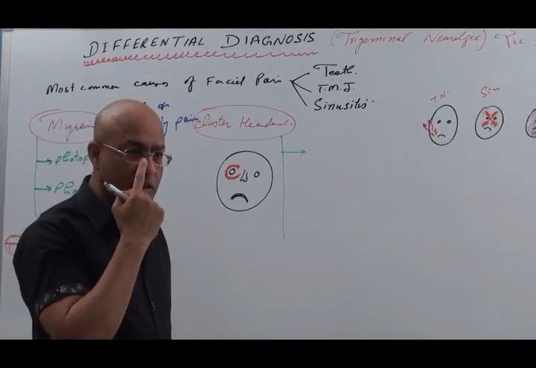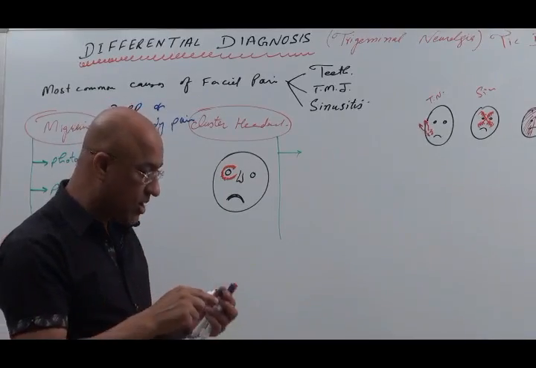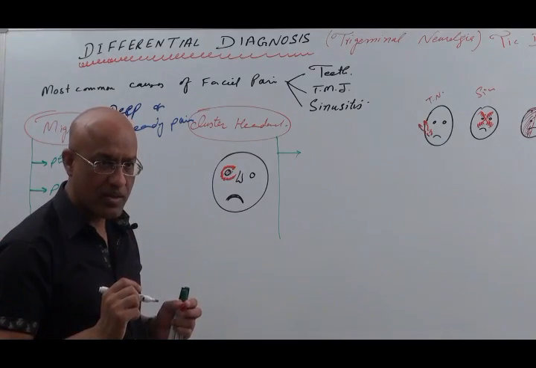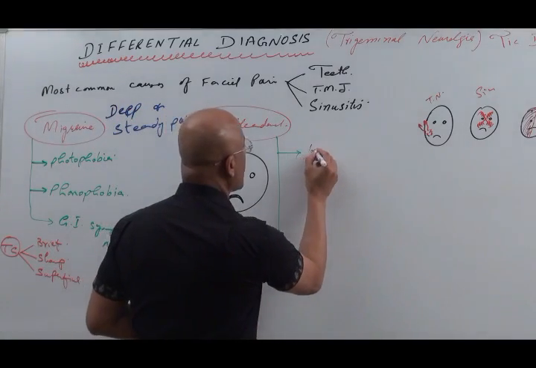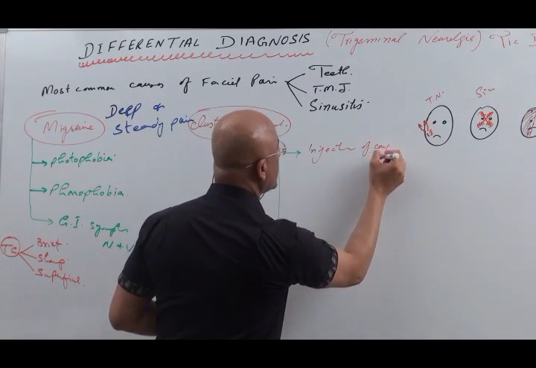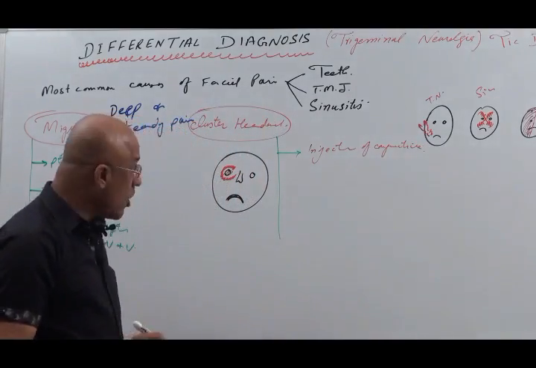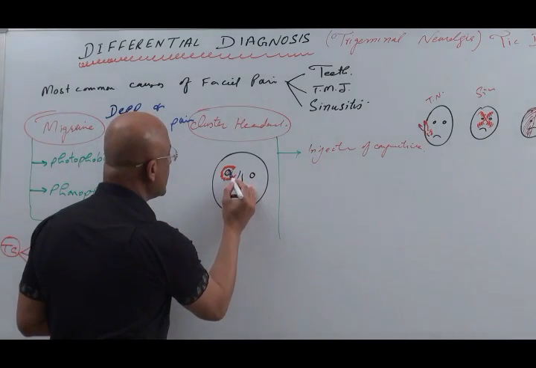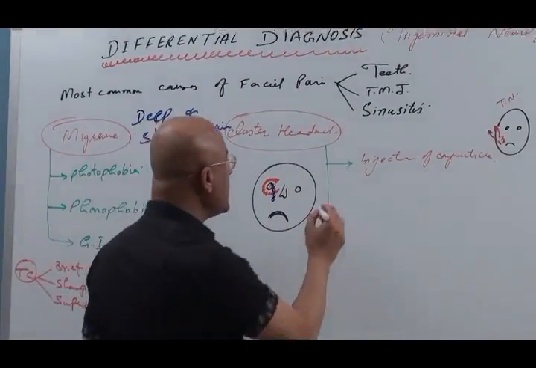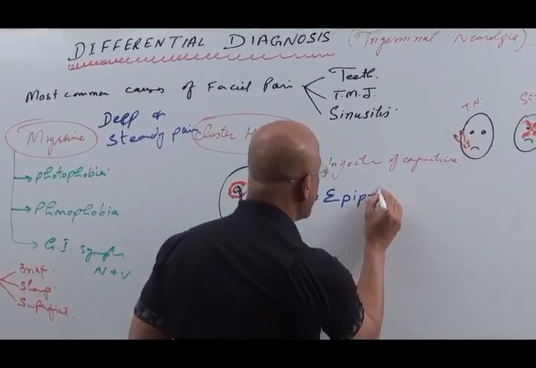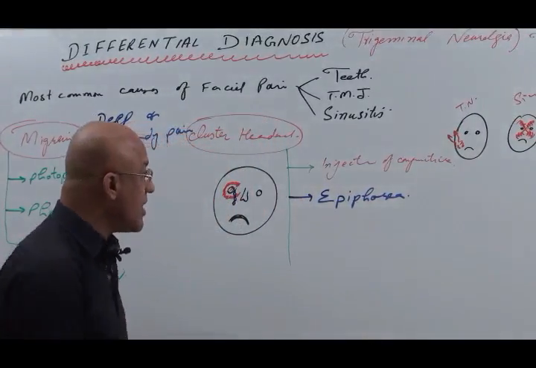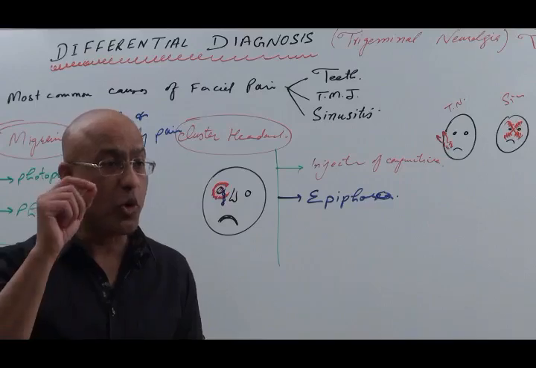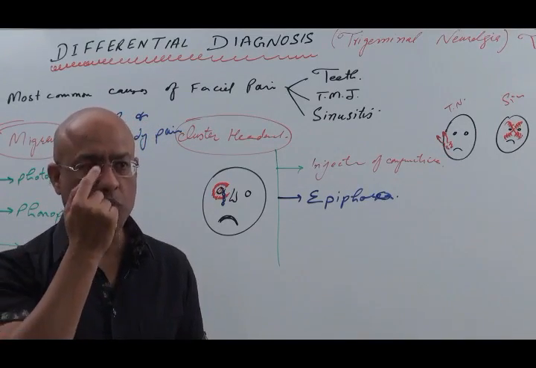What are the associated features of cluster headache? Number one, there is periorbital edema and sometimes red eye. Injection of conjunctiva, red eye. Along with that, in cluster headache, the patient may have teardrops coming out. What is it? Epiphora. Epiphora is basically, in these patients, due to pain and irritation in the eye, there is over-lacrimation, and watering of the eye occurs.